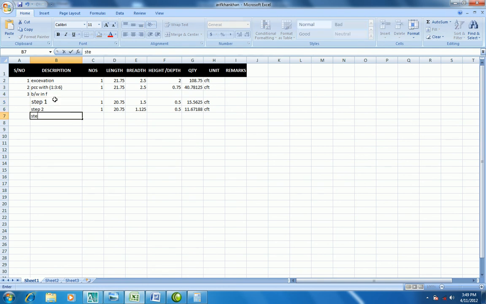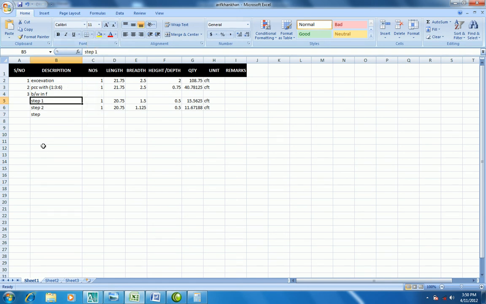So I'm going to write step 3. Let me make it the same as the below one. So now we have step 3, and in step 3 we have just one number.